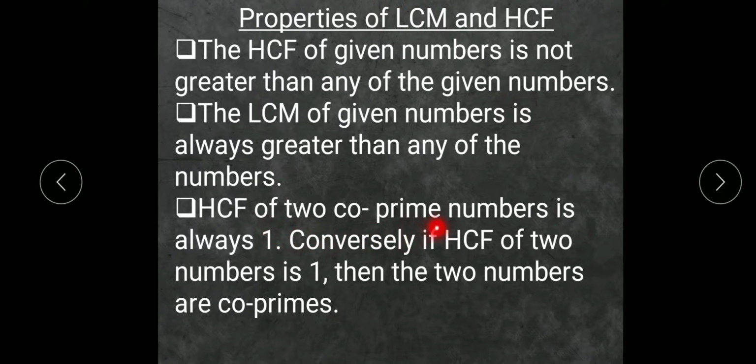HCF of two co-prime numbers is always 1. Yes, likewise 2 and 3: if we find out the HCF of 2 and 3, the highest common factor will be 1. So 2 and 3 are called co-prime numbers. Conversely, if the HCF of any two numbers comes to 1, then those two numbers are called co-prime numbers.